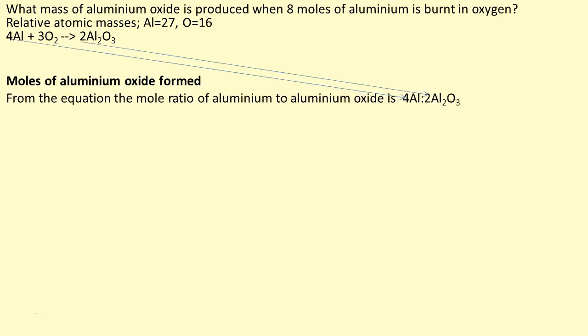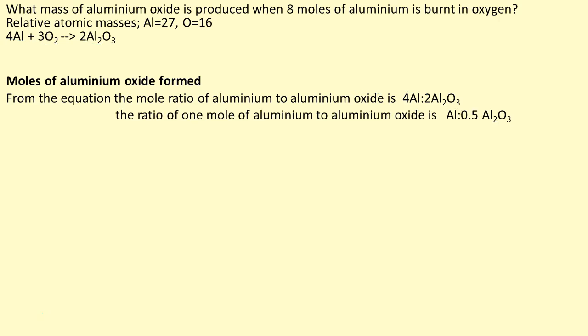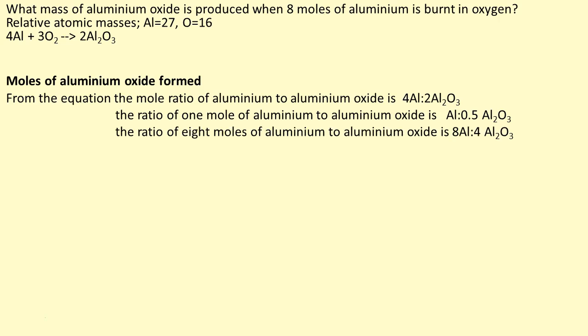If we look at the equation, we can see the mole ratio of aluminium to aluminium oxide is 4:2. So the ratio of 1 mole of aluminium to aluminium oxide is 1 mole of aluminium to half a mole of aluminium oxide. If we want to work out the ratio from 8 moles of aluminium to aluminium oxide, we can take this ratio and times it by 8, giving us 8 moles of aluminium form 4 moles of aluminium oxide.